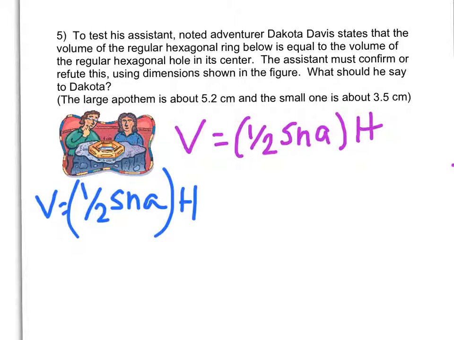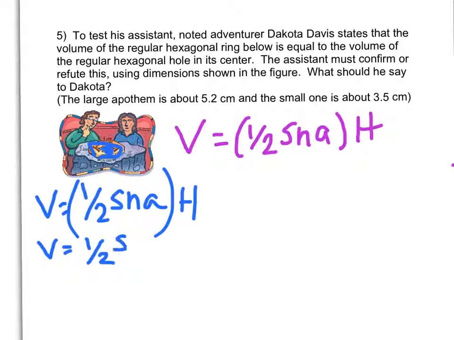To solve problem number 5 from AV2 Lesson 6, it asks us whether or not we know that the large hexagonal ring on the outside is equal in volume to the blank space in the middle, the empty hexagonal volume. So to look at this, we're first of all going to find out everything we know about that empty space. We know the volume of the empty space would be 1/2 SNA.